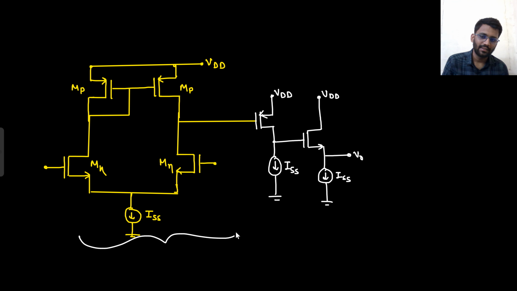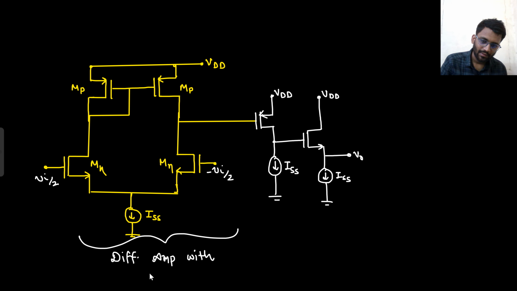So what was this stage? And this will be your Vin by 2 and minus Vin by 2. What was this stage? Differential amp with active load, or current mirror load. What is this stage? Common source amp to increase gain.